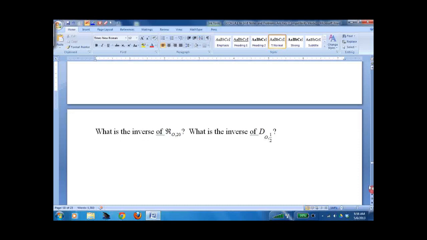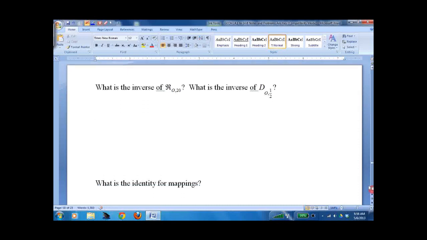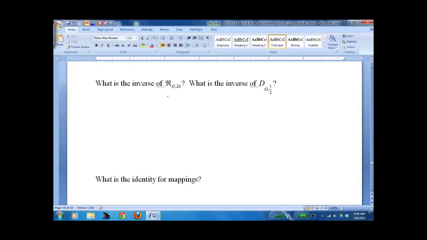So now you look at some other transformations, rotations, and dilations. What's the inverse of this rotation about O of 20 degrees? So if we had some point A and we rotated it 20 degrees, t prime, how would we get back? Well, not really that hard. We just go negative 20 degrees. We went forward 20 degrees, got to go back 20 degrees. So that would be the inverse.